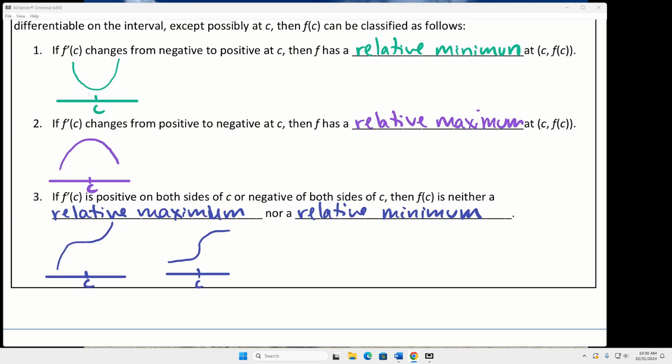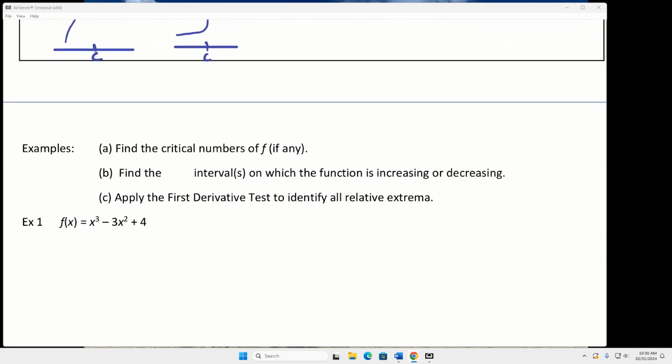Do you guys remember what that's called? We learned it a little bit in pre-calculus. Like what's happening right here and right here. Oh, yes, good job. Point of inflection. The concavity is changing. All right, we'll get into that later.